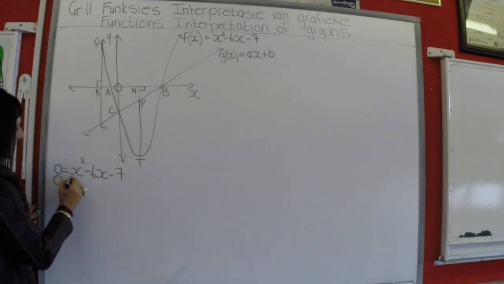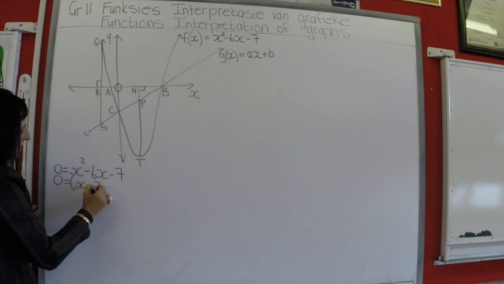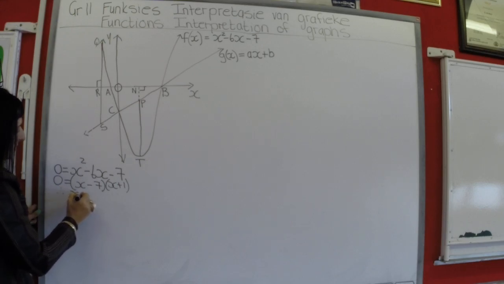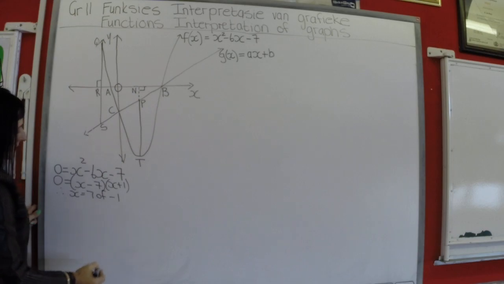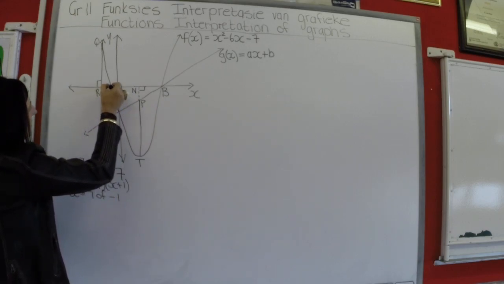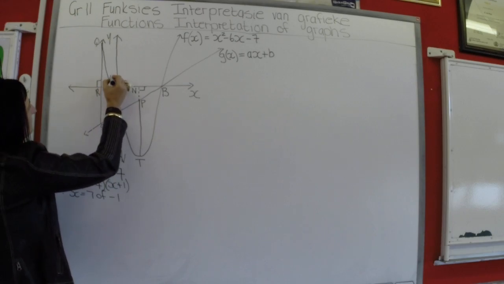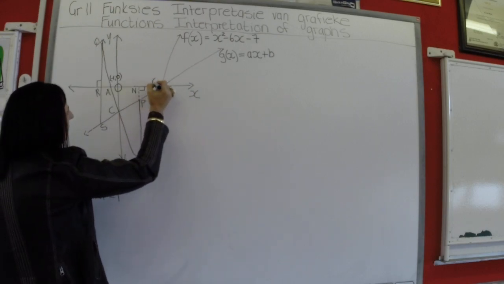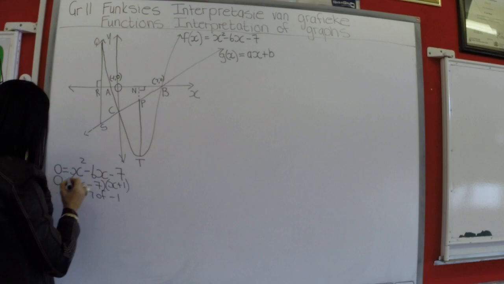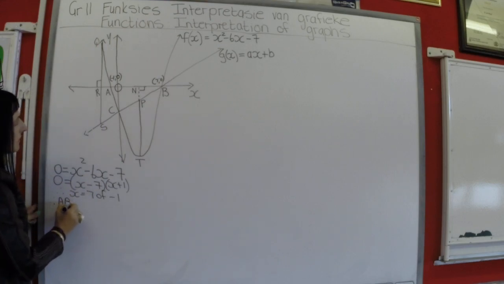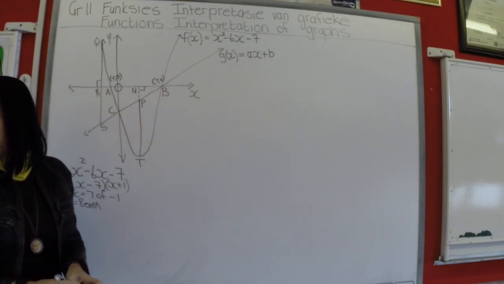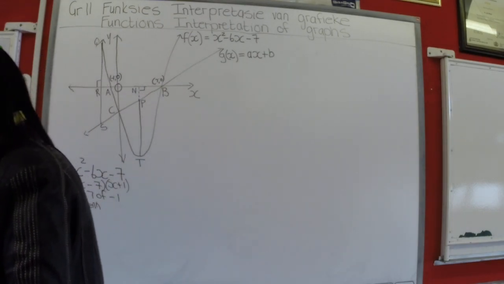Goed, nou kan ons faktoriseer. Dit is gelyk aan (x minus 7)(x plus 1), en daarom is x gelyk aan 7 of minus 1. So ons het dan hierso vir A, wat die koördinaat (minus 1; 0) is, en B wat die koördinaat (7; 0) is. So die afstand AB gaan dan wees, van minus 1 tot by 7, gelyk aan 8 eenhede. You walk from A up to B, you're going to walk 8 units. 1 plus 7 gives you 8.